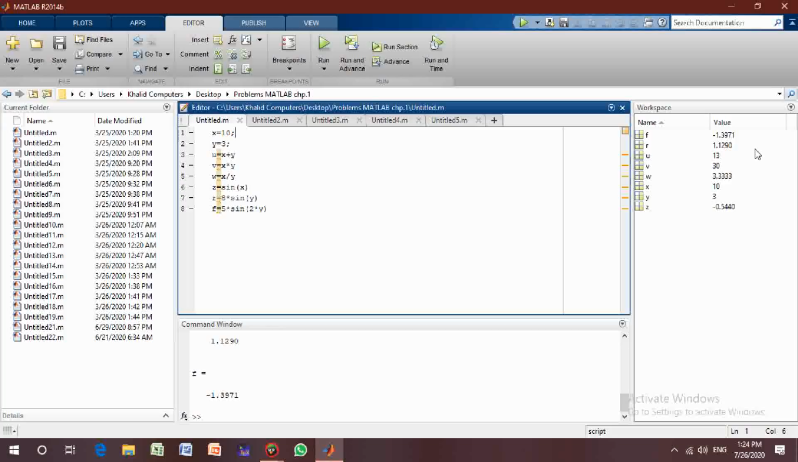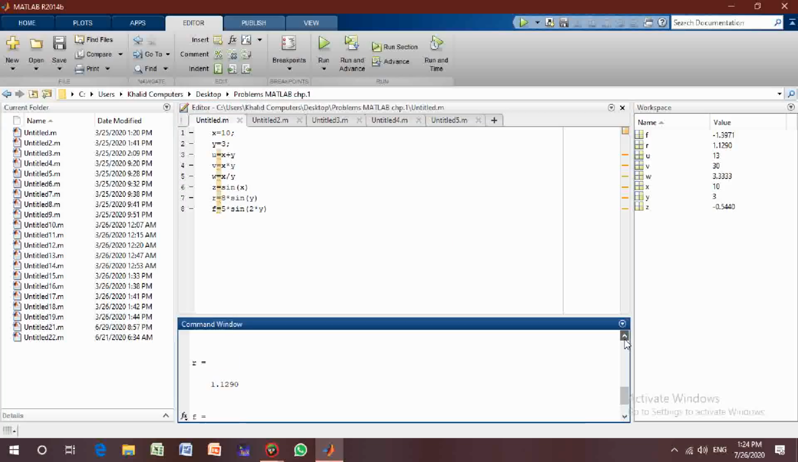You can also check them on a calculator. See them. s is equal to minus 1.3971, r is equal to 1.1290, z is equal to minus 0.5440, w is equal to 3.33, and v is equal to 30, u is equal to 13, and question number 2.